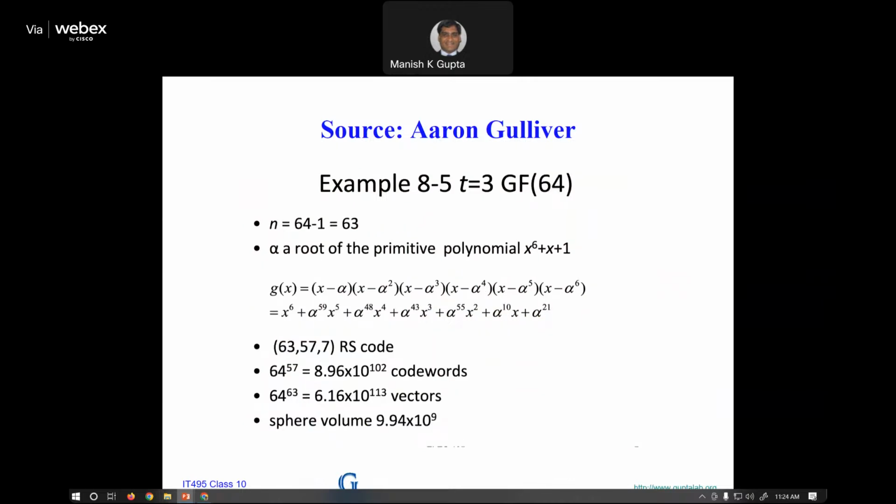Another example: a field with 64 elements. Alpha is a root of the primitive polynomial. This can be simplified: t is 3 means this power goes up to 6. And then you can simplify and get the vectors.